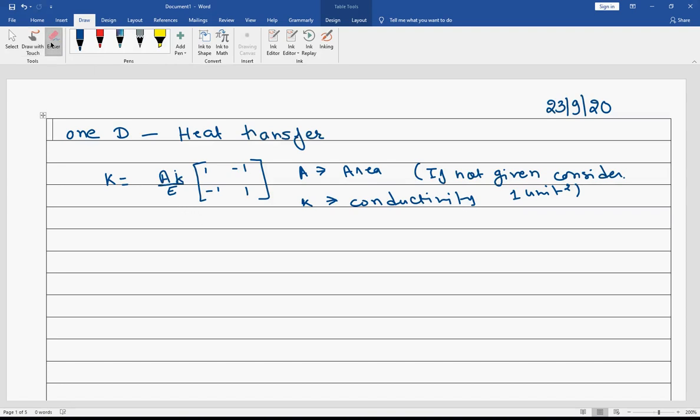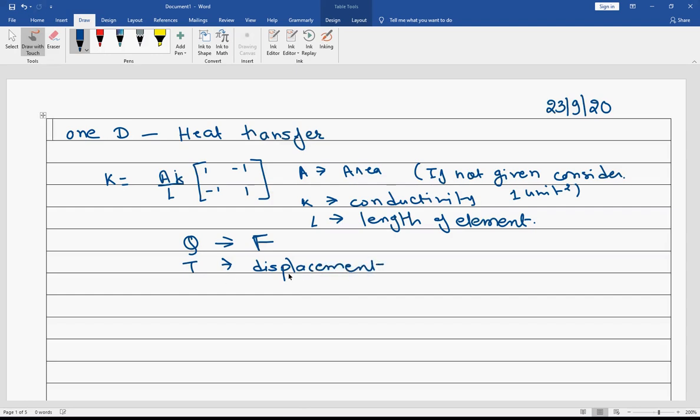So it is A k by L, sorry, not E, where L is the length of the element. Q is synonymous to force as it flows. So force also flows from one point to another. And temperature is synonymous to displacement, as it is a property of location.